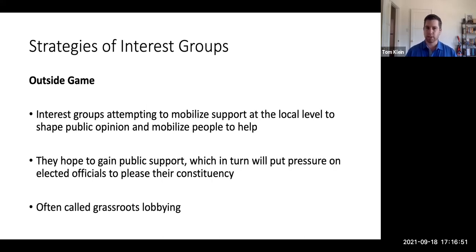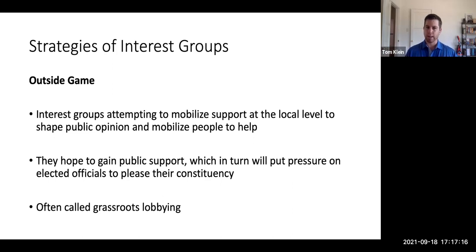Outside game is a little different, or a lot different really. It's more of a strategy that's used when money is an issue, when you can't just burn money like Amazon or Apple does. Outside game lobbying is more grassroots. Maybe you've heard the term before, grassroots lobbying. They call it grassroots because it starts from the ground up. Just like grass, it grows. It starts with the people. It grows from there, from the bottom.